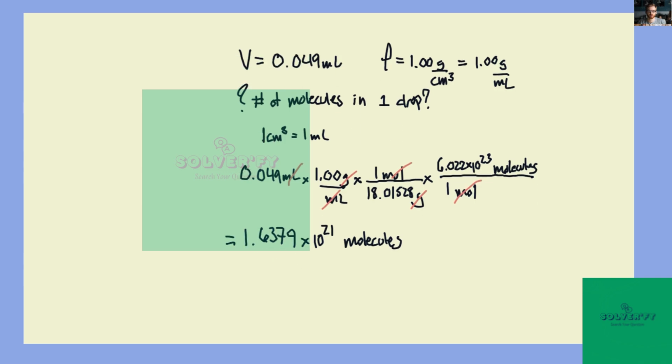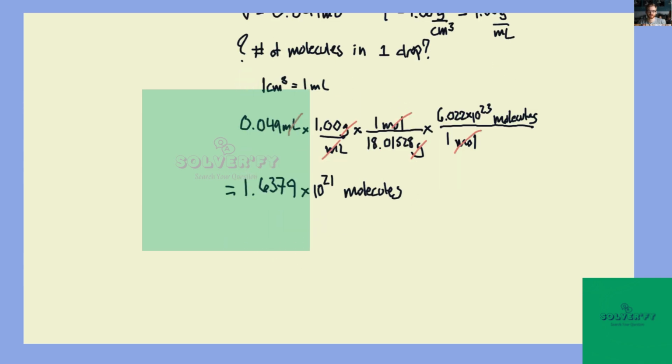And so all told, if we consider rounding to the 2 sig figs we were supplied for our volume of water, we would get 1.6 times 10 to the 21 molecules of water.